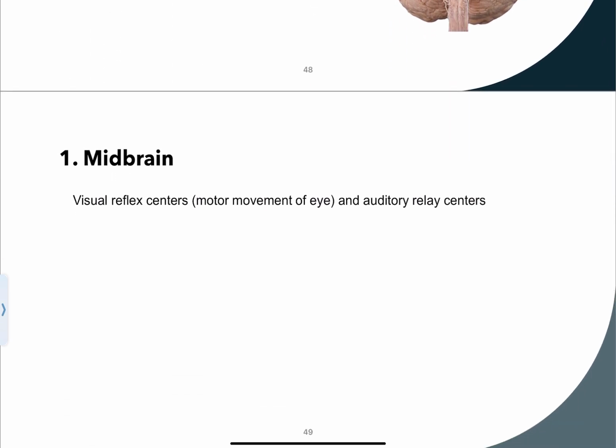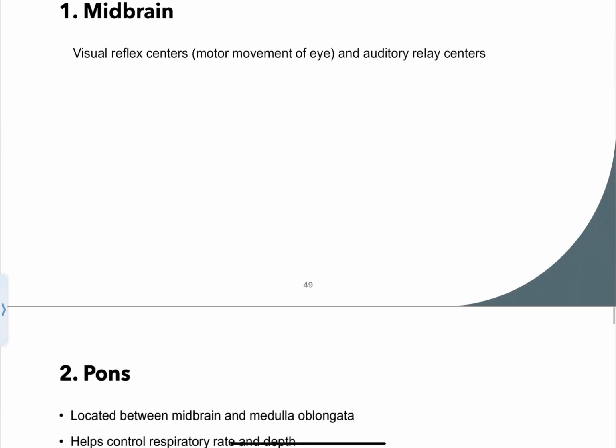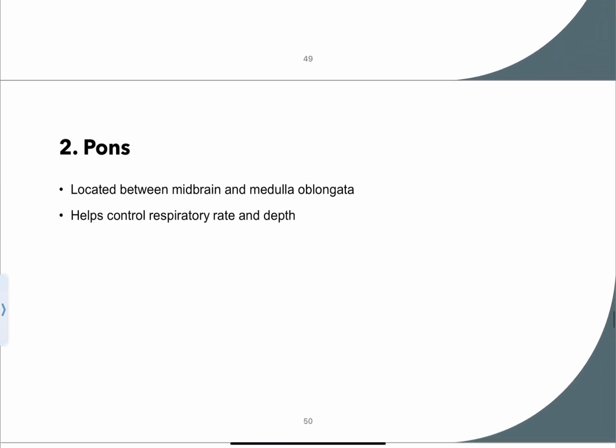Okay, so let's start with the midbrain. If we're talking about the midbrain, it's really just going to be for a visual reflex center. So motor movement of the eye. It also is going to act as an auditory relay center. Again, I don't want you to get caught up in a lot of the details that your textbook gives you.